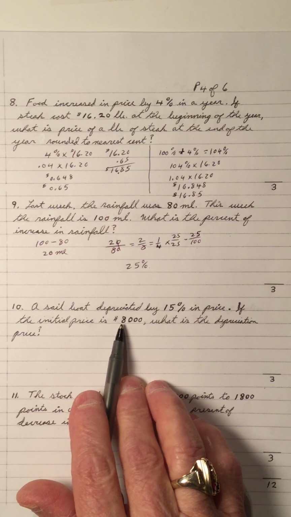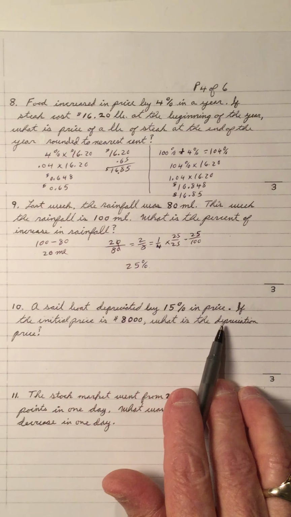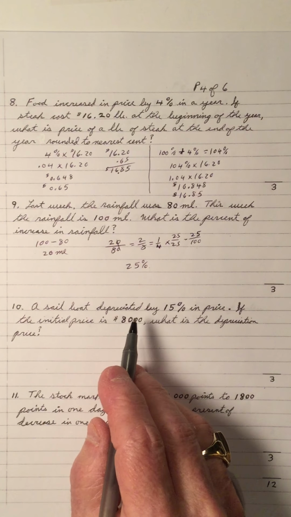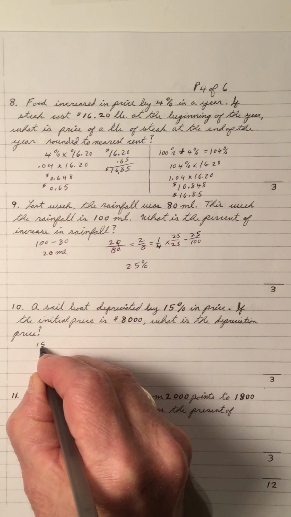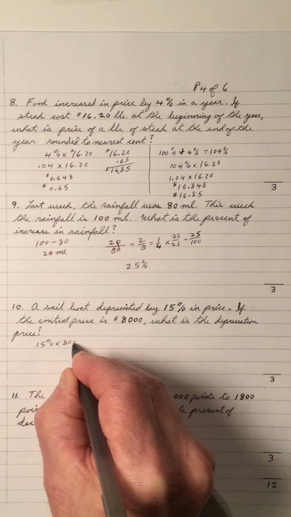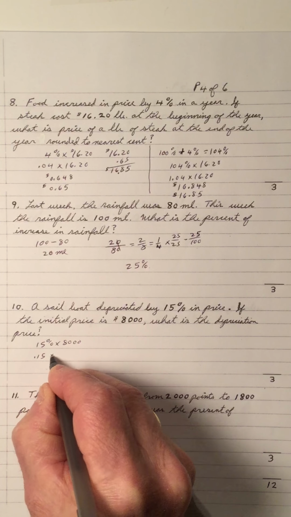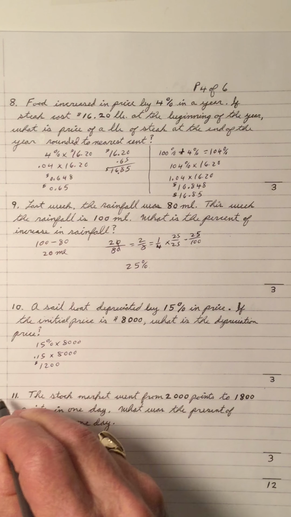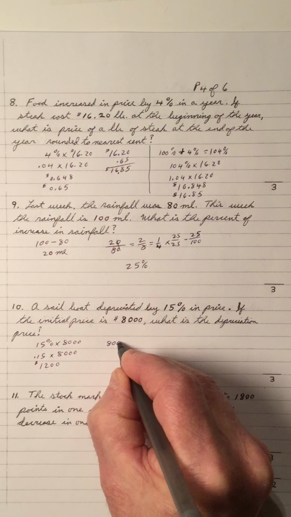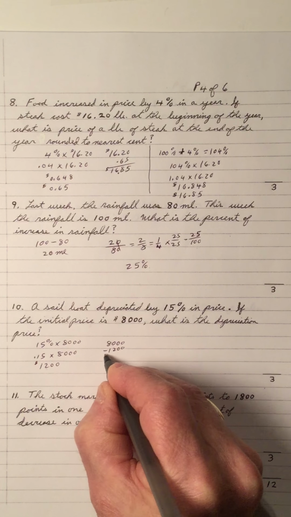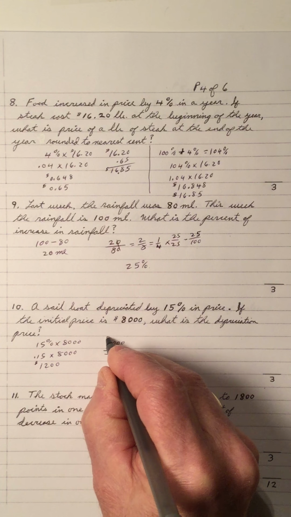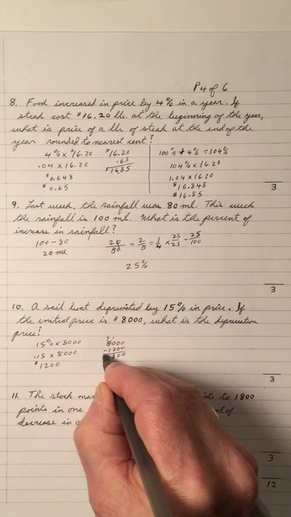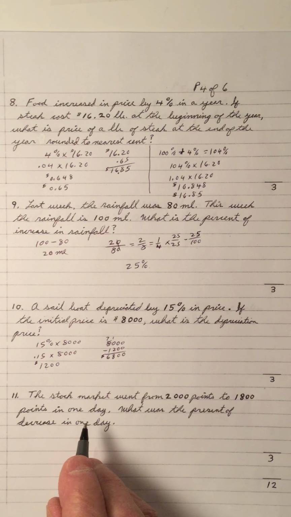Next one, a sailboat depreciated 15% in price. If the initial price was $8,000, what was the depreciated price? So that would be the price after you take off the depreciation, like a discount. So if you take 15% times 8,000, that gives you decimal 0.15 times 8,000. That gives you 1,200 when you use a calculator. And so 8,000 minus the depreciation, that's a 10, that's a 7, that's an 8. So that gives you $6,800 as your depreciated price.